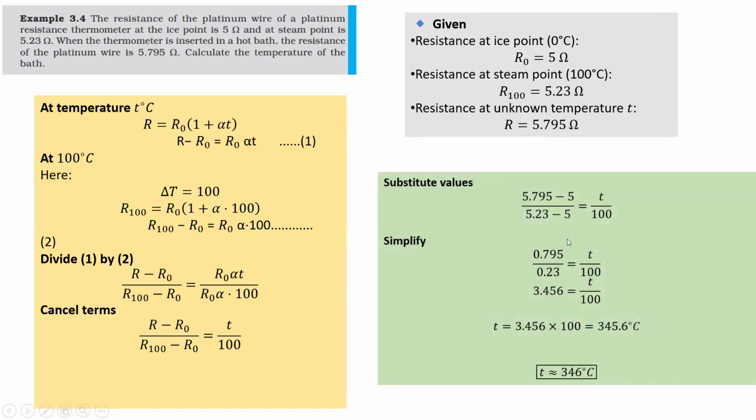Now we'll proceed. We'll substitute the R value: 5.795 minus R0, which is 5 ohm, divided by R100, which is 5.23, minus R0, which is 5, equals T by 100. If you subtract, you get 0.795 in the numerator and 0.23 in the denominator, equals T by 100. Now T by 100, if you simplify this, you get 3.456. Do the cross multiplication. So the temperature is around 346 degrees centigrade.